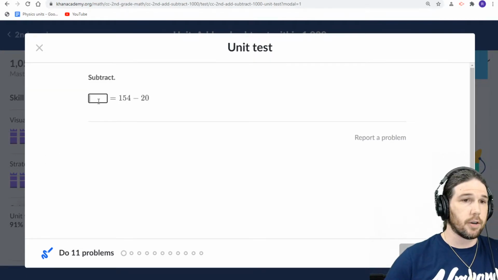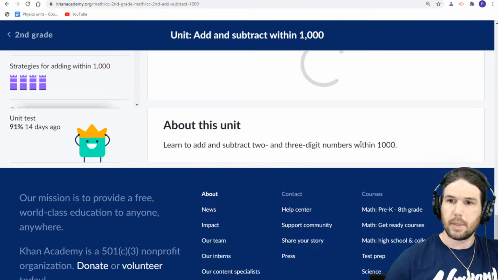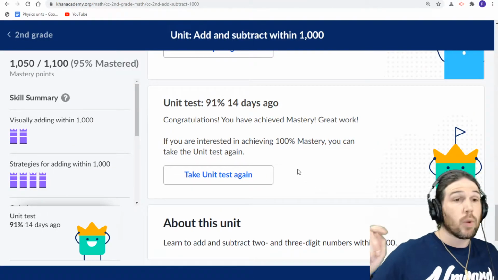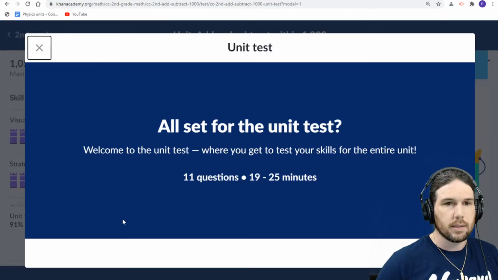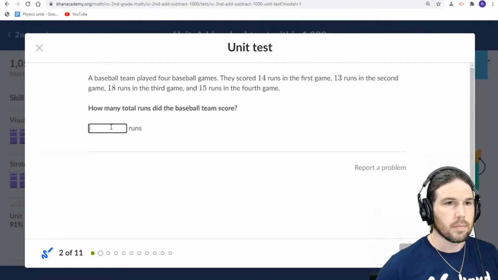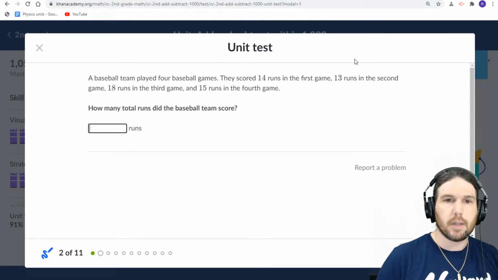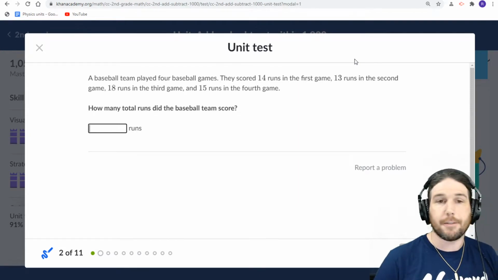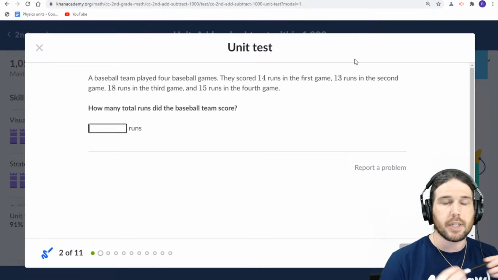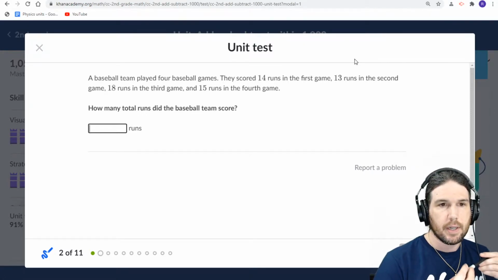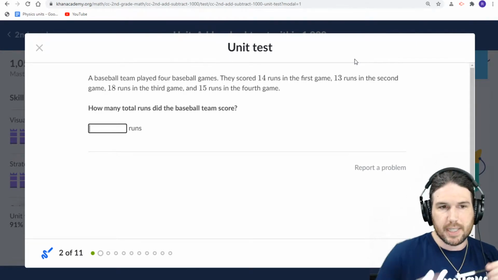Let's see here. That's 134. I will get there. Absolutely, yes. Okay, so we're just doing some addition here. 14, 13, 18, and 15. Let's see, 14 and 13 is 27, 37, 42, 52, 60 runs.